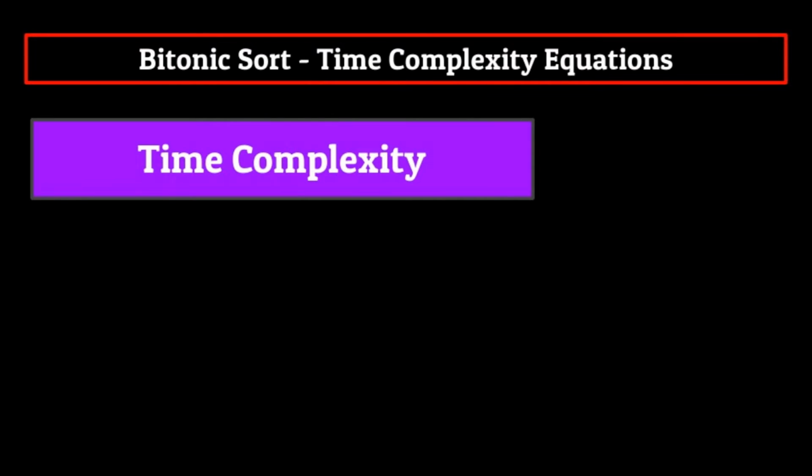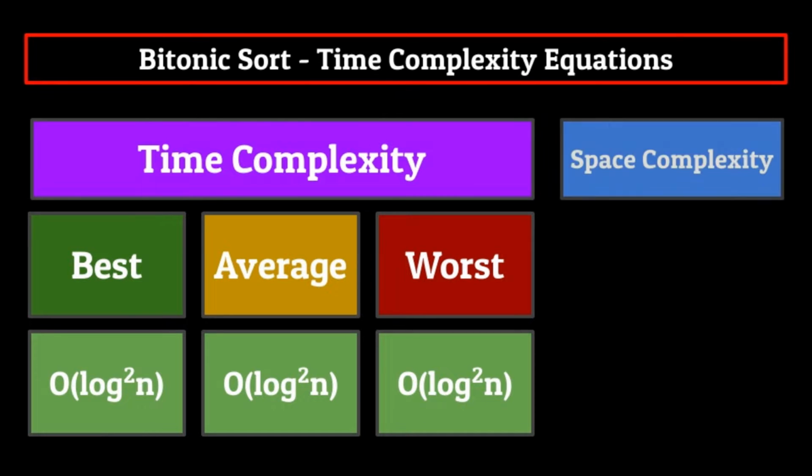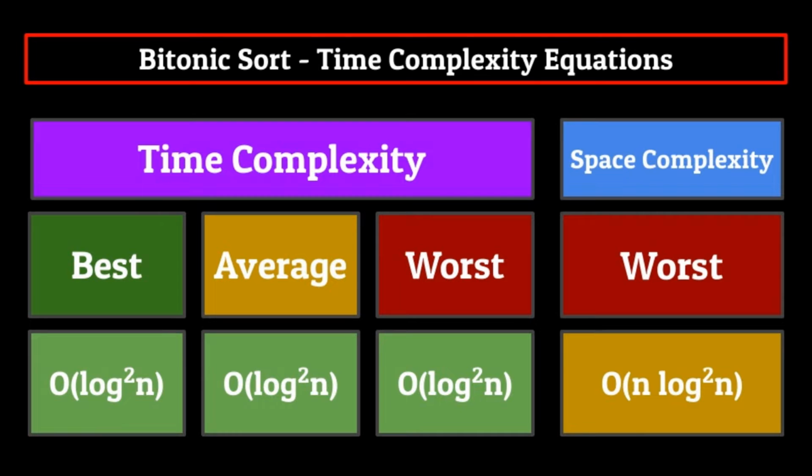Okay, now that we have a pretty good indication of how Bitonic sort works, let's hop into the time complexity equations and analyze the algorithm in that sense. The time complexity equations for Bitonic sort are O log squared n across the board. Again, this is because no matter what state the list is in, we still perform a Bitonic sort and merge across the entire list. Unlike a selection sort or an insertion sort, we can't simply skip over elements just because they're already in the correct place. This makes it so that the entire process has a constant time complexity. For space complexity, Bitonic sort has an O n log n complexity, due to its use of recursion in multiple places.